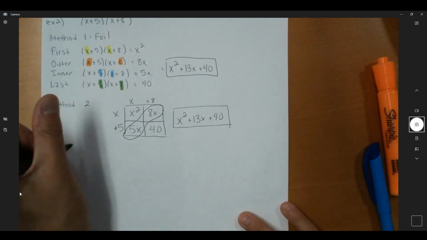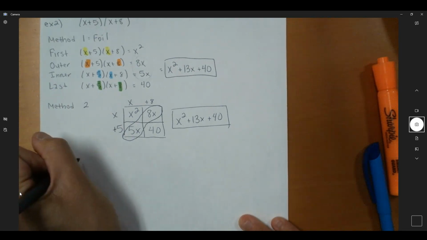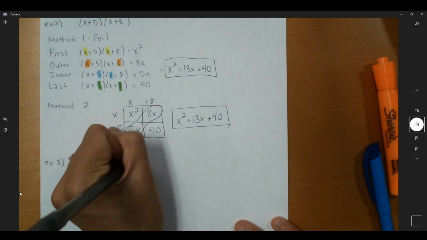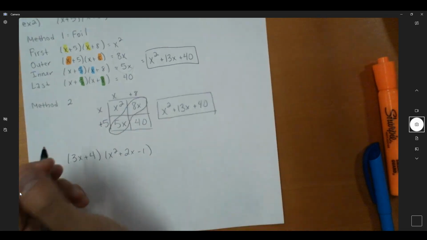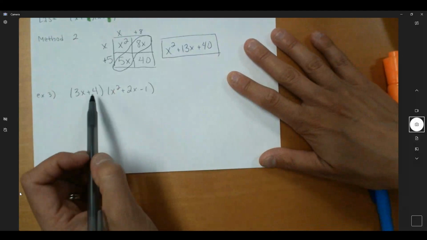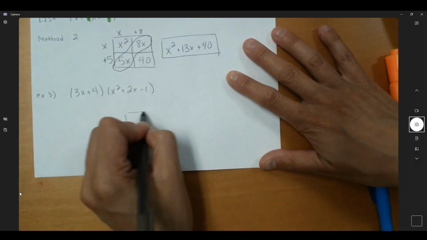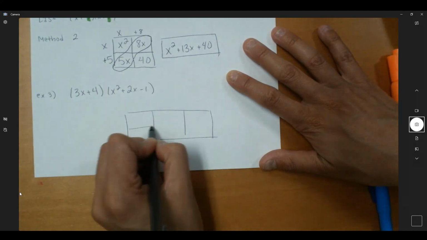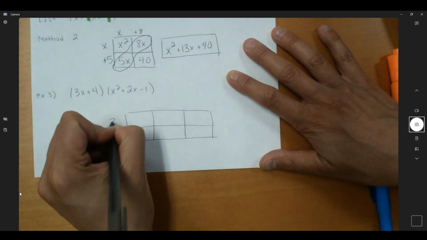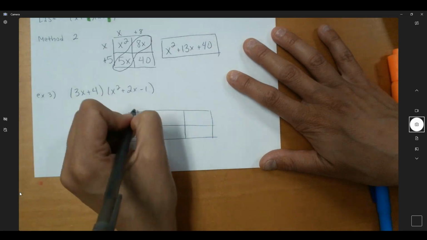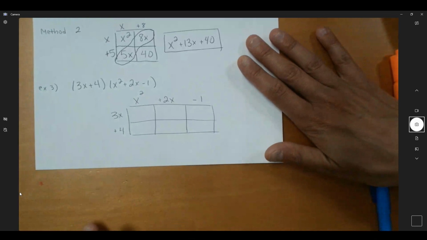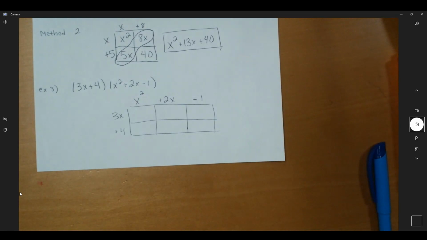I'm going to do one more. I hope I have time for it. Okay, so this one I'm going to do the box method for, and you see it's a binomial times a trinomial. So we want to make this a little bigger for our trinomial on top and then our binomial on the side. So we've got 3x and then plus 4. Here we've got x squared plus 2x and then minus 1. So I put the whole problem on there with the positives and negatives so that you don't get confused.